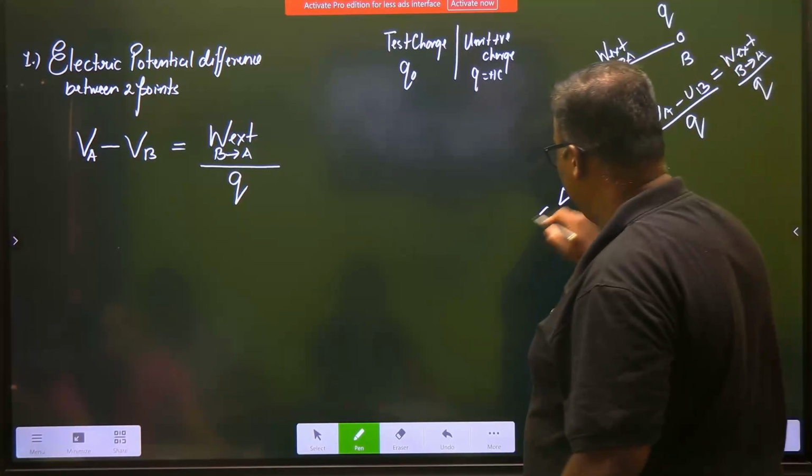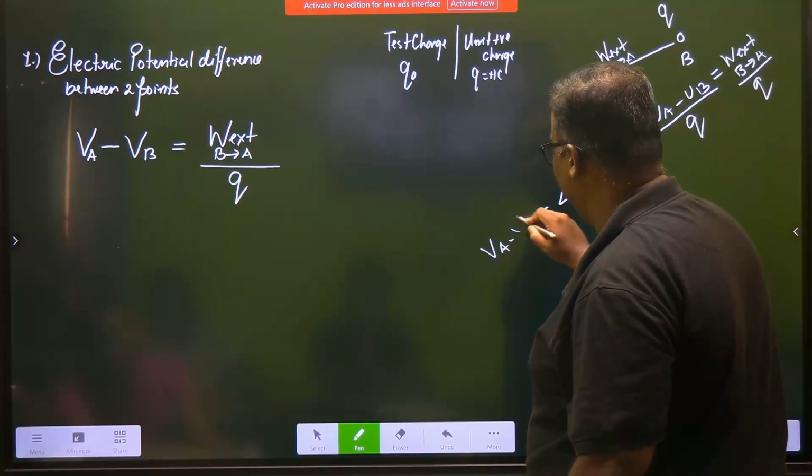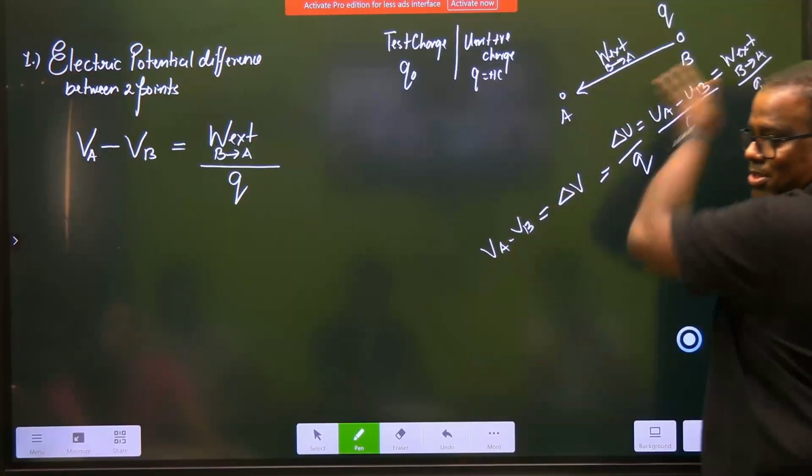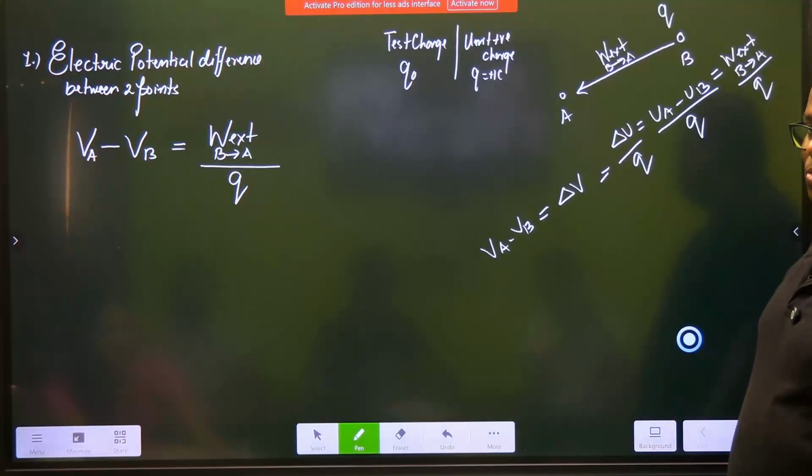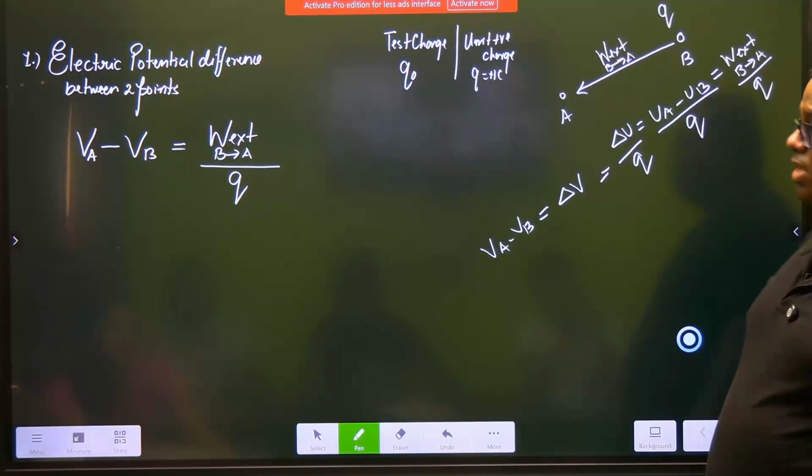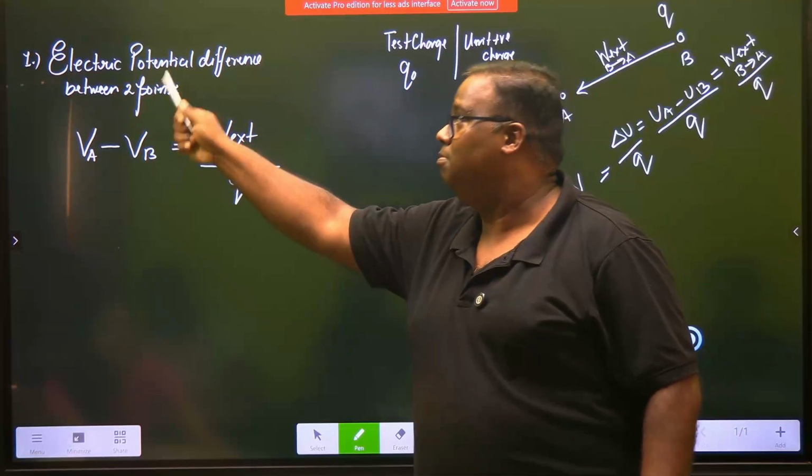And what is potential difference? Higher potential minus lower potential. See, it becomes so easy now. So what is electric potential difference? Electric potential difference between 2 points.